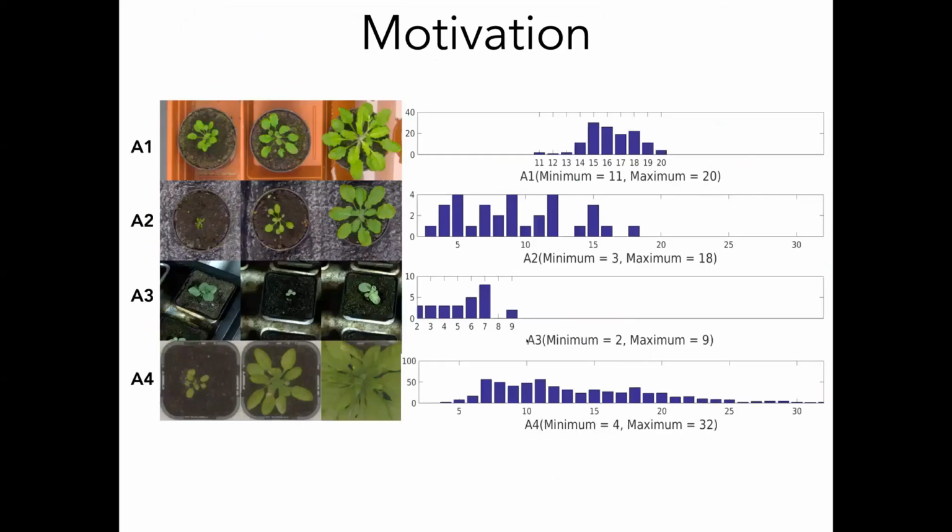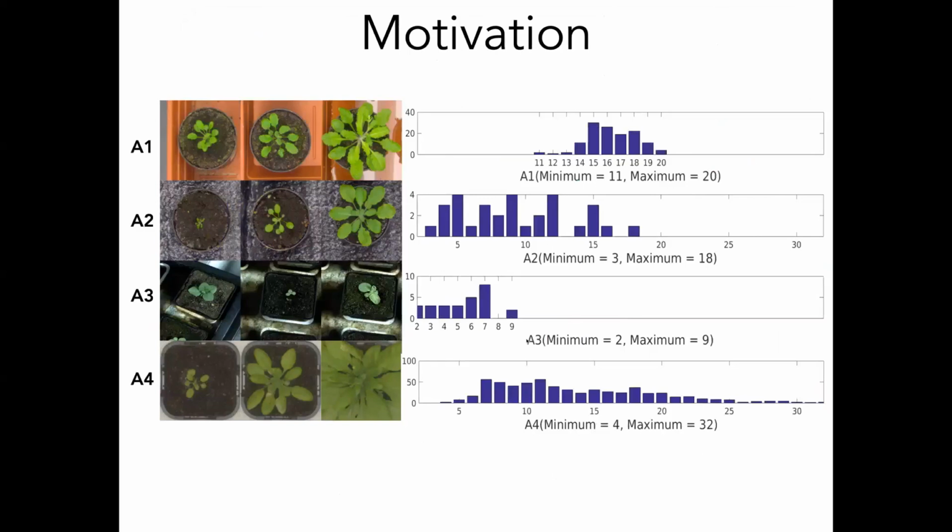So the motivation for doing the background segmentation was because for this particular data set, there's 4 different subdirectories of images, and they all have very different variation in their leaf counts. So you can see that each subdirectory has a different sort of range of leaf counts, different distribution, and they have very distinct backgrounds as well.